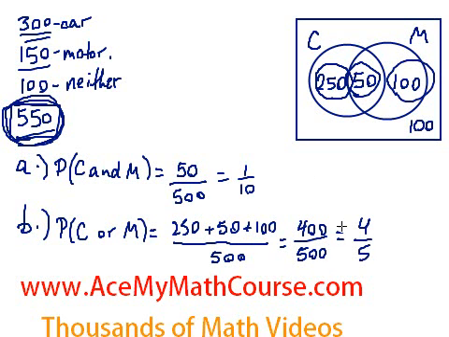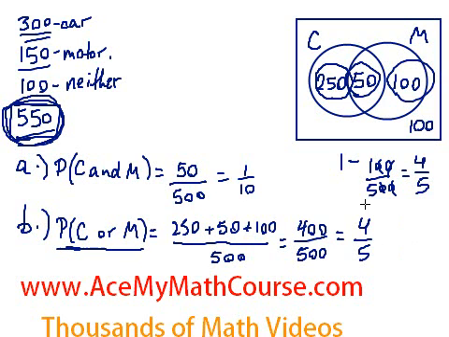Another way of seeing this is that if the person owns at least one type of vehicle, that means that they can't own none. So owning no vehicle at all is the complement of C or M. So I could have subtracted the probability of selecting someone that doesn't have either vehicle from 1 to obtain the answer. And we would have gotten 4 out of 5 anyway, because 1 minus 1/5 is 4 out of 5.